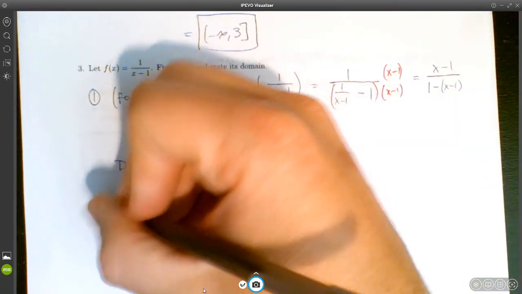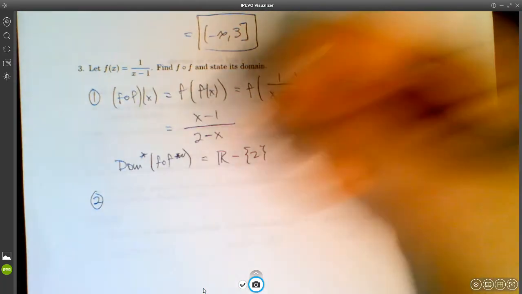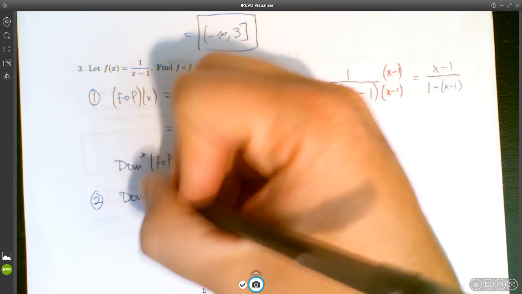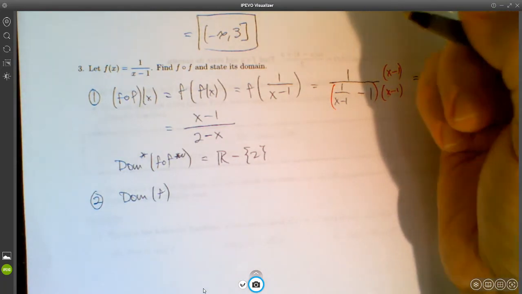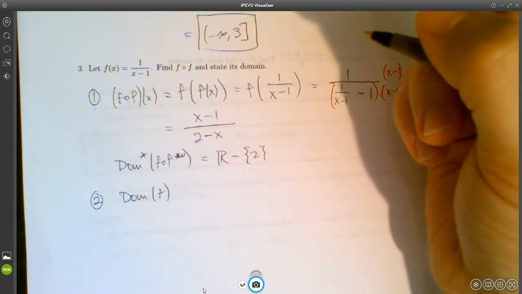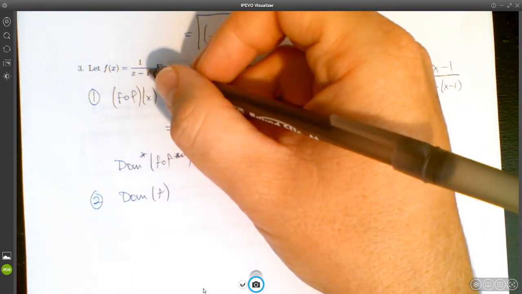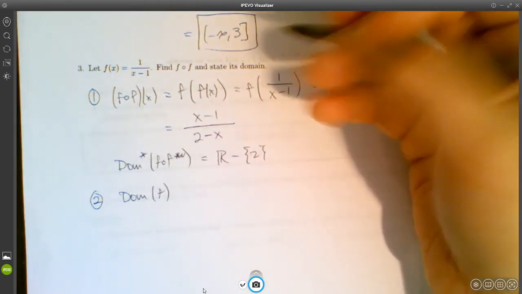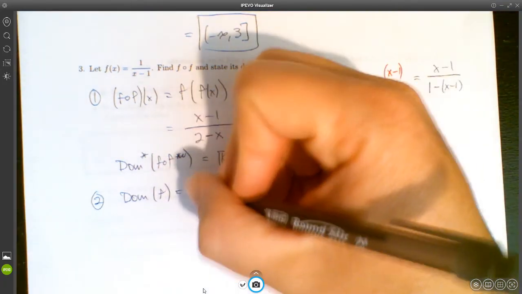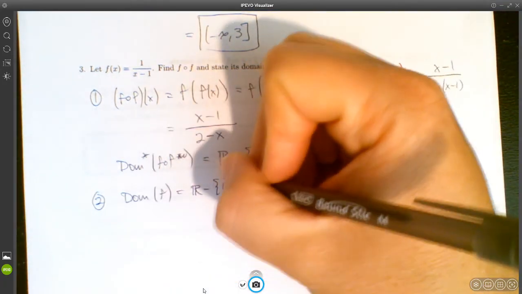Okay, so that's step 1. Now step 2, I need to find the domain of the inner function. In this case, the inner function is f. Right, the domain of f. For f, x is not allowed to be 1, right? Because that would make the denominator 0. So the domain of f is all reals except for 1.